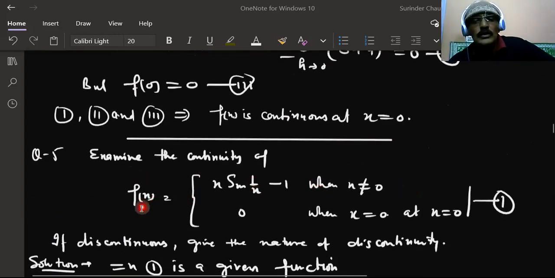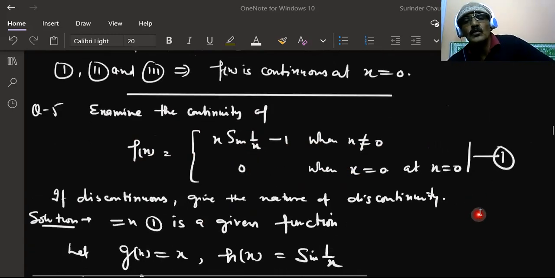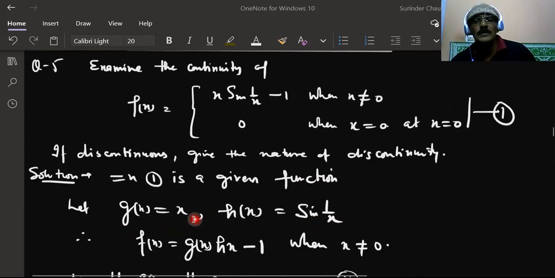Examine the continuity of the function f(x) = x sin(1/x) minus 1 if x is not equal to 0, and 0 if x is equal to 0. If discontinuous, give the nature of discontinuity. Now, the first equation is the given function. Let g(x) be equal to x and h(x) equal to sin of 1 upon x, therefore f(x) becomes g(x) into h(x) minus 1 when x is not equal to 0.